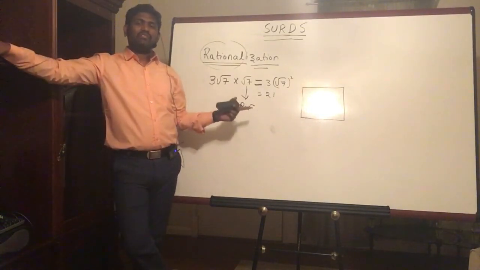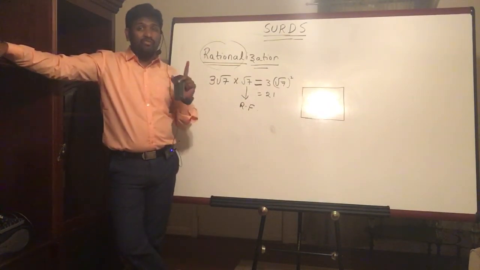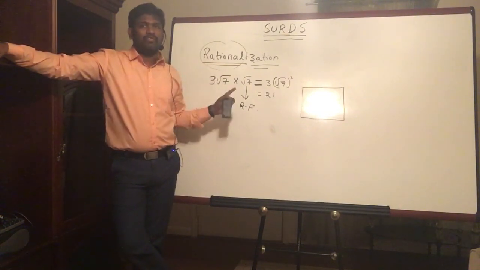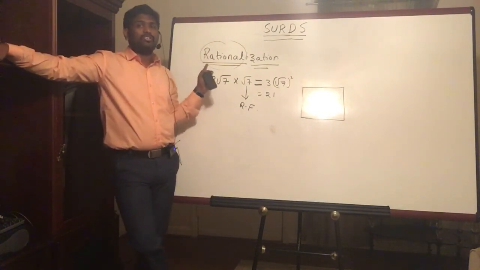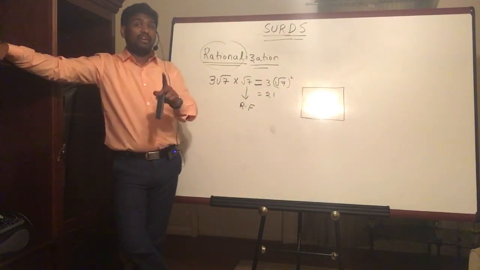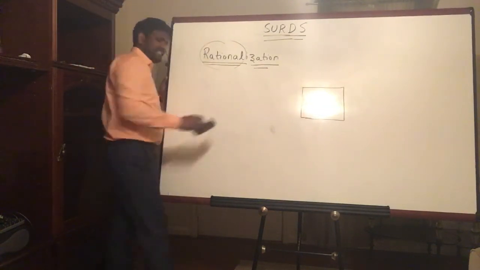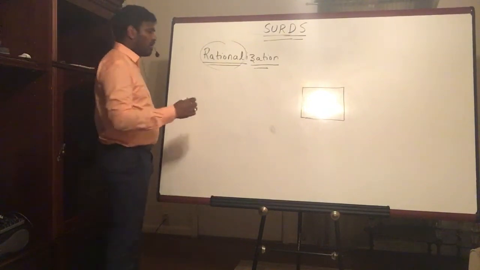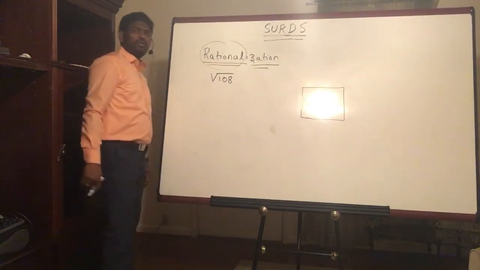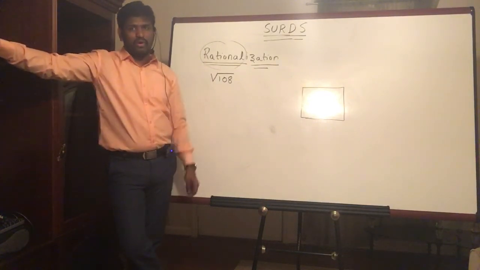RF means rationalizing factor. In order to rationalize, we need to simplify and we need to find the rationalizing factor. Now, what is the rationalizing factor of square root 108? Square root 108. What is the rationalizing factor of square root 108?